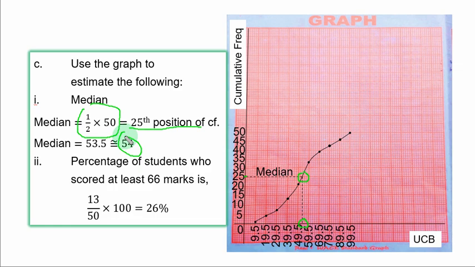Roman figure 2, percentage of students who scored at least 66 marks. Now if you go to the table and you count 66 and above, that means those who scored between 66 to 99. They are 13 in number. So you have 13 over total frequency, 50, times 100, and that is 26%. So 26% of the students scored at least 66 marks.